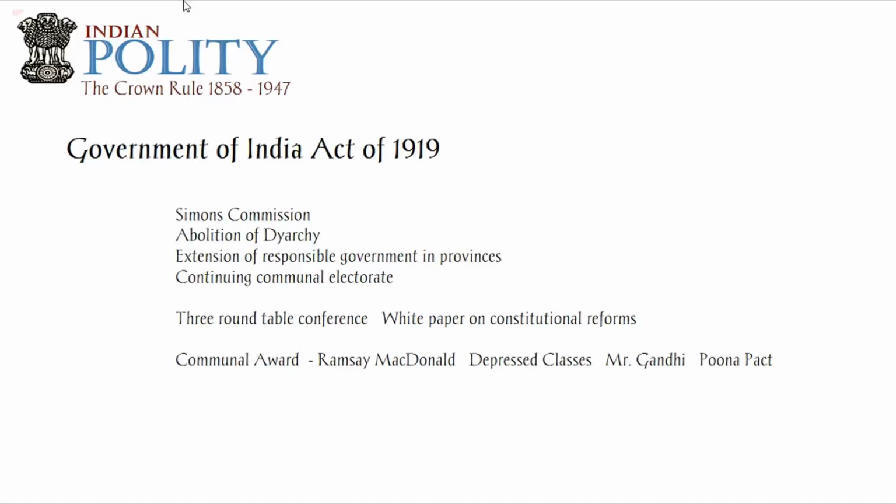Communal Award. Ramsay MacDonald, the British Prime Minister, announced a scheme of representation of the minorities in August 1932, which came to be known as the Communal Award. It extended the separate electorate to the depressed classes, which was not accepted by Gandhiji, and he went on a fast unto death in Yerwada jail in Pune to get the award modified. At last, there was an agreement made between the leaders of the Congress and the depressed classes, which is known as the Pune Pact, which gave reserved seats for depressed classes.